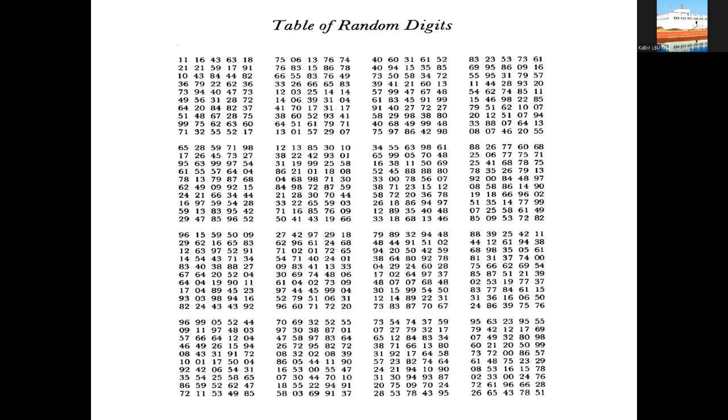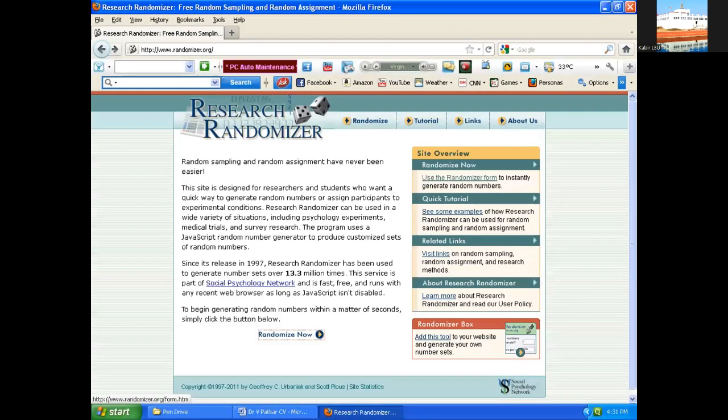And through this table, a person can make an evaluation or analysis of that also. So here there is a research randomizer which has been selected by Springer. So you can see that random sampling and random assignment have never been easier.